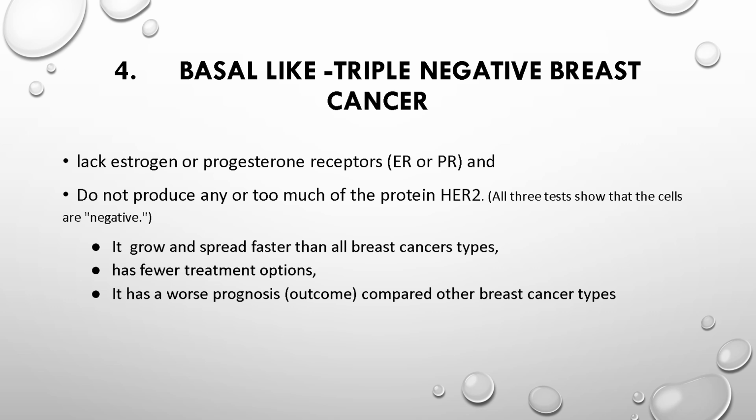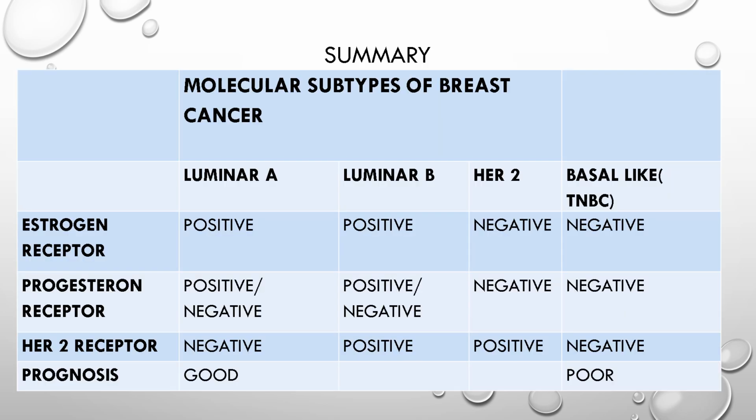What are the characteristics? It grows faster than all the breast cancer types, it has fewer treatment options, and it has the worst prognosis compared to other breast cancer types. In summary, this is what we are talking about. If you look at Luminal A, the estrogen receptors are positive, progesterone can be positive or negative, HER2 is negative, and it's known to have a good prognosis compared to the rest.